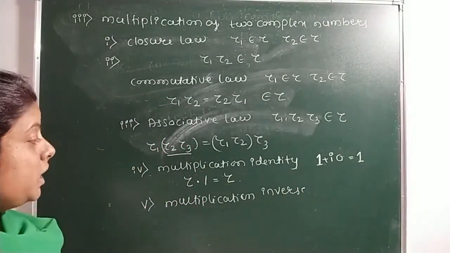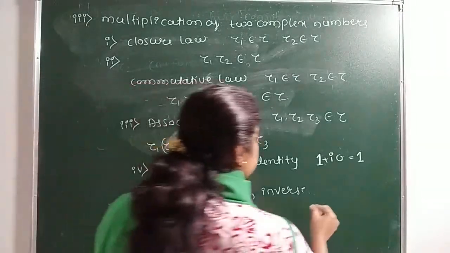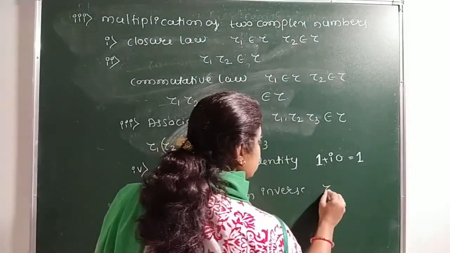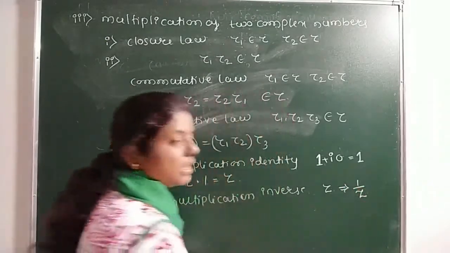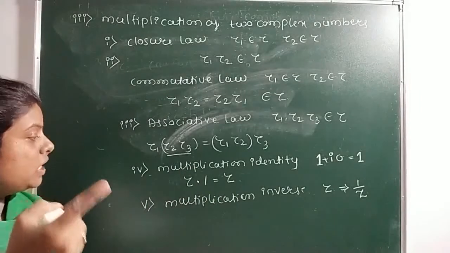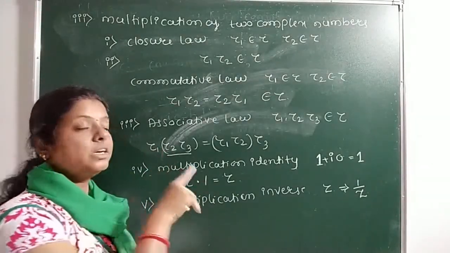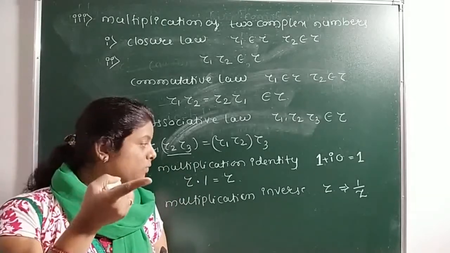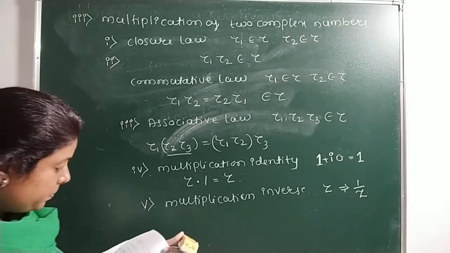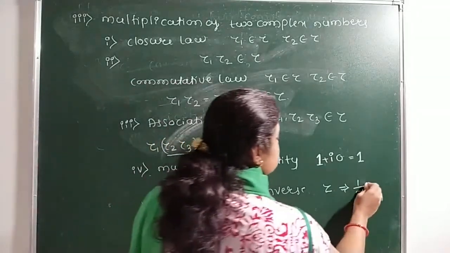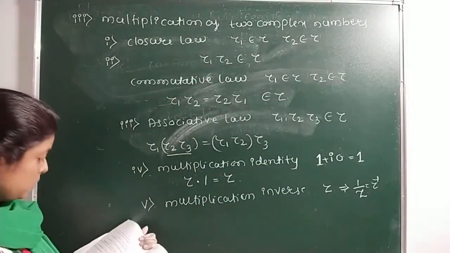In the addition inverse we take the negative of z. Here, in the multiplication inverse, we take z and its inverse becomes 1 by z. In addition the inverse becomes minus z. In multiplication, the inverse of z becomes 1 by z, meaning division of z. We also call it z to the power of minus 1.